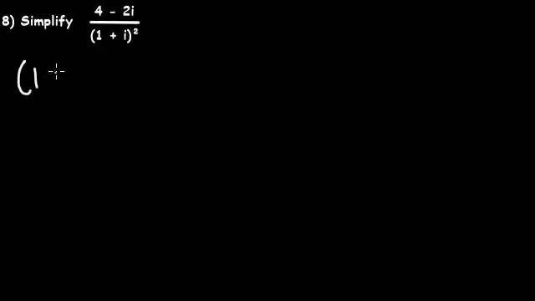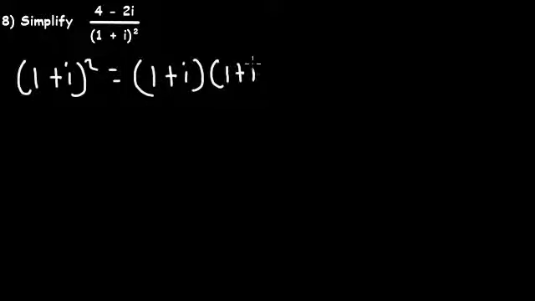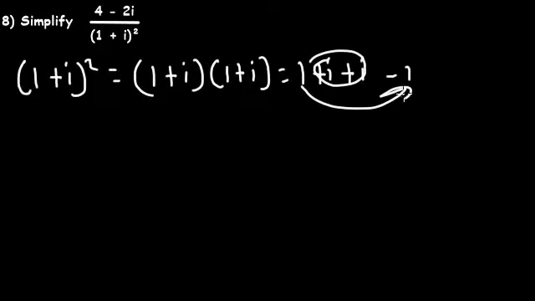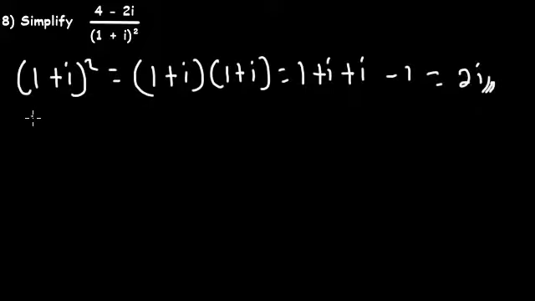So what will be (1 plus i) all squared? Well, that will be (1 plus i) times (1 plus i). And 1 times 1 gives us 1. 1 times i gives us plus i, i times 1 still gives us plus i, and i times i gives us minus 1. These are like terms, so the 1 and minus 1 cancel, and then we have 2i for the expansion.